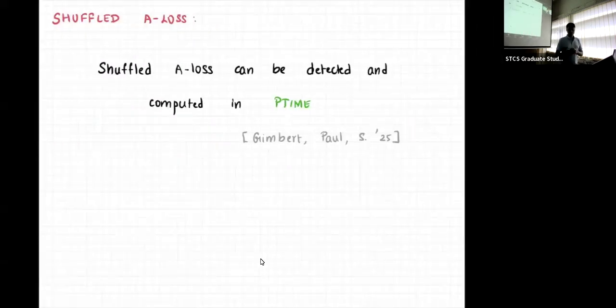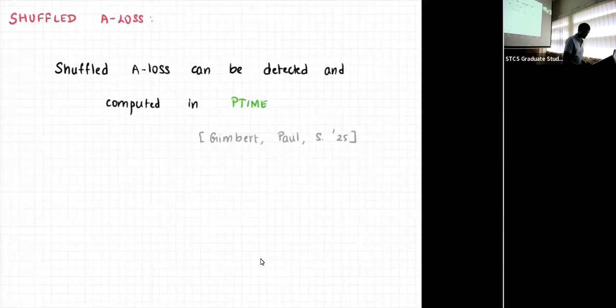Of course, the challenge here was, if I give you a game, I want to detect whether a shuffle of it will give you ALOS, and we show that it can be done in polynomial time. You cannot just keep doing all kinds of shuffles. I'm not going to get into the details.